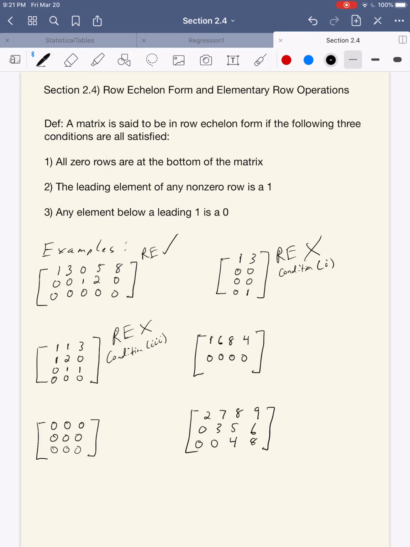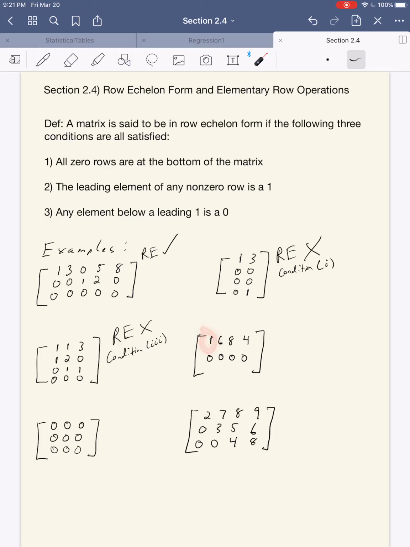All right, let's take a look at our fourth matrix right there. All zero rows at the bottom of the matrix. Well, this guy does have a zero row. He's right there. So this guy is all fine in that first condition. Leading element of any non-zero row is a 1.